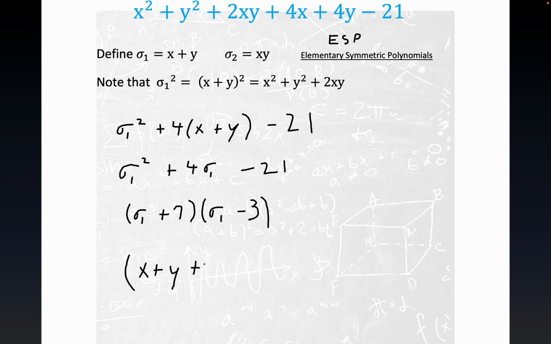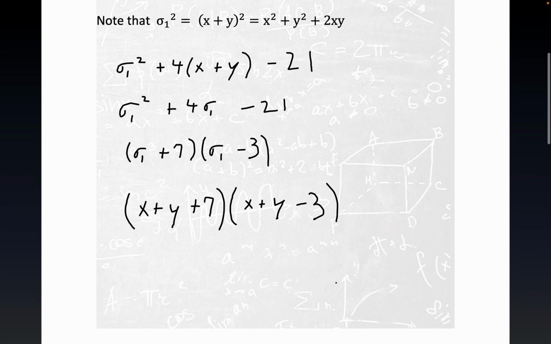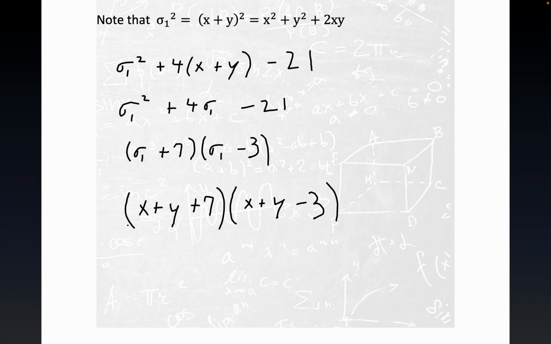Again, if we're asked a question in x and y, we answer it in x and y, right? And then this would be x plus y minus 3, right? Okay, and this definitely constitutes a complete factorization. Let me circle that as the final answer.